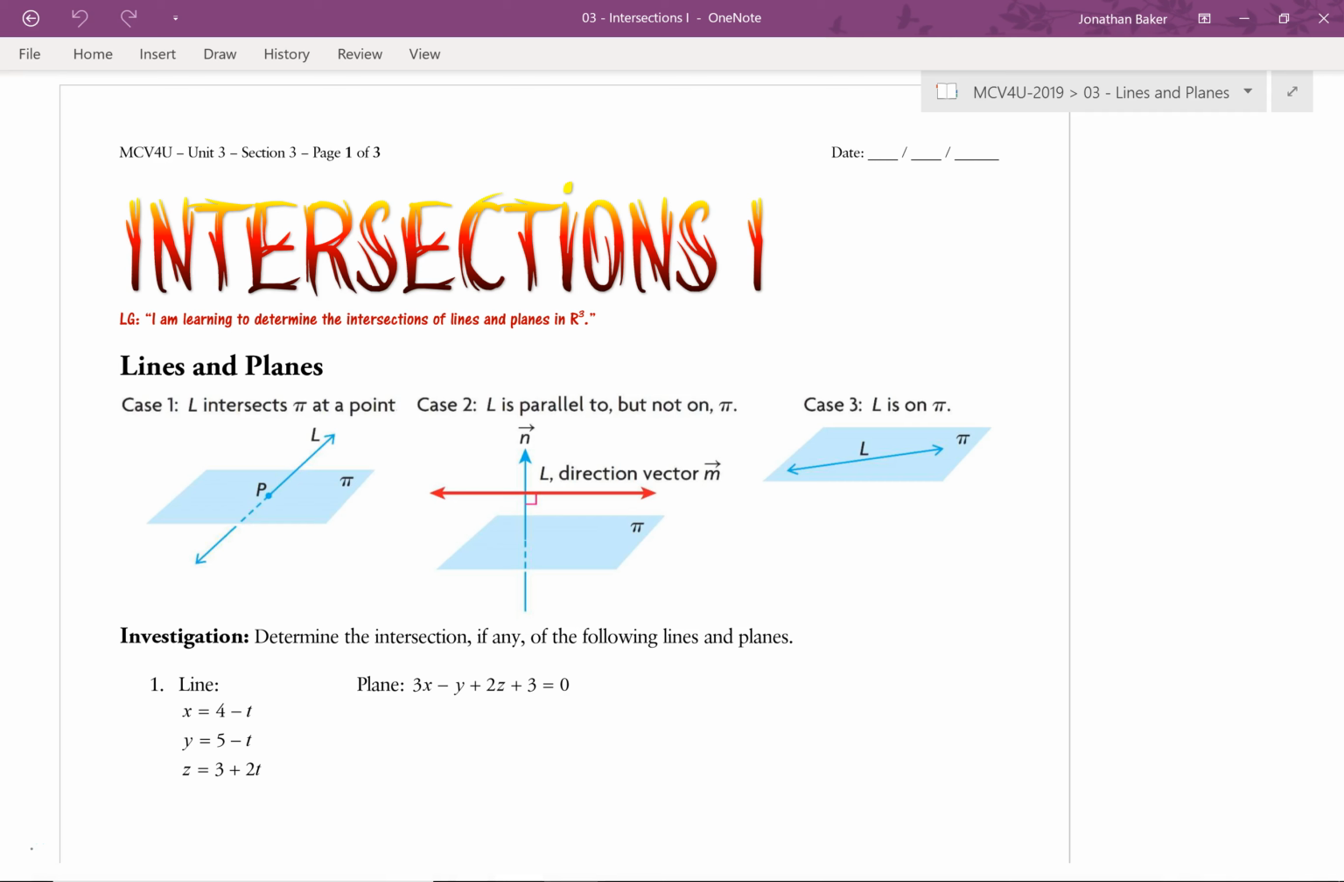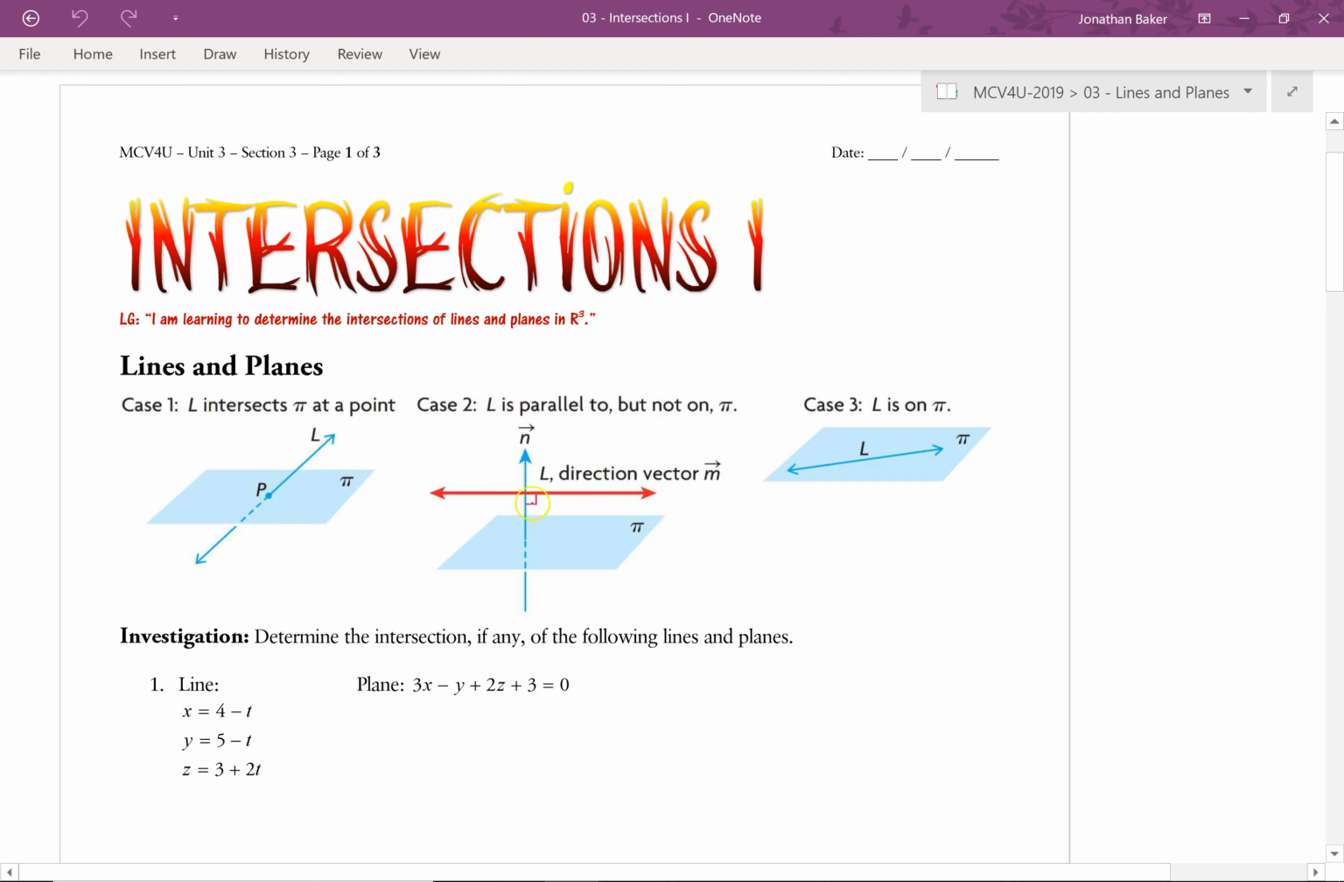In this lesson, we're going to learn to determine the intersections of lines and planes in R3. We're also going to look at lines and planes eventually, but for now, for this lesson, we're going to work with just lines and planes. There are three possibilities that can occur when you have a line and a plane. Really, the line can go clear through the plane and intersect it at point P, right here.